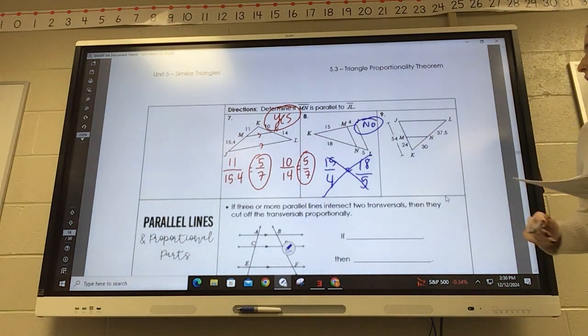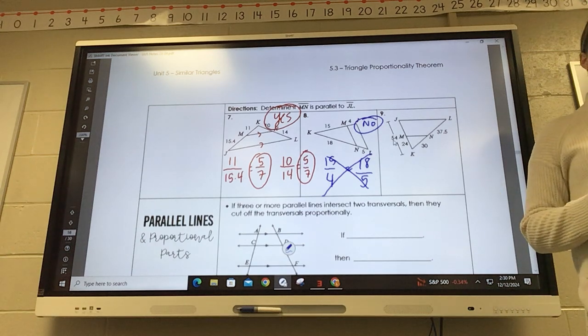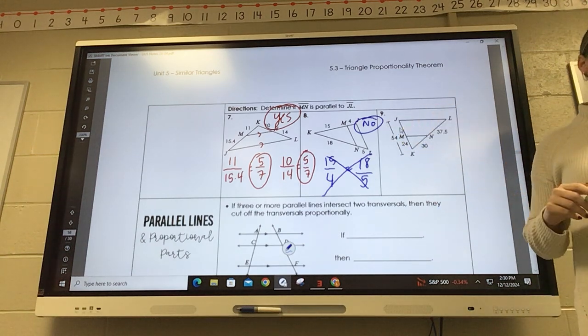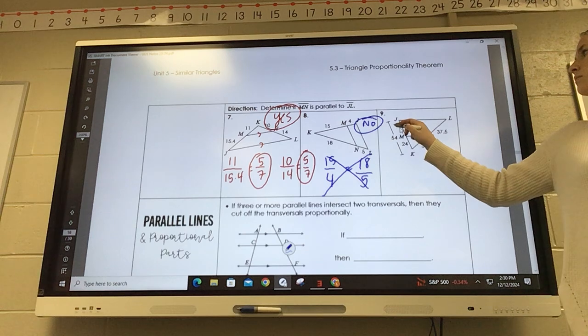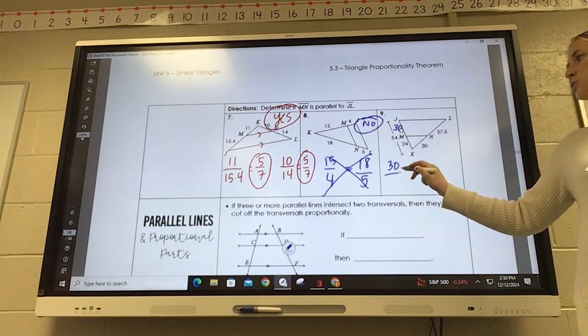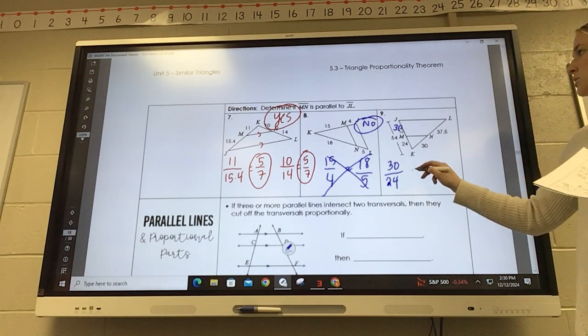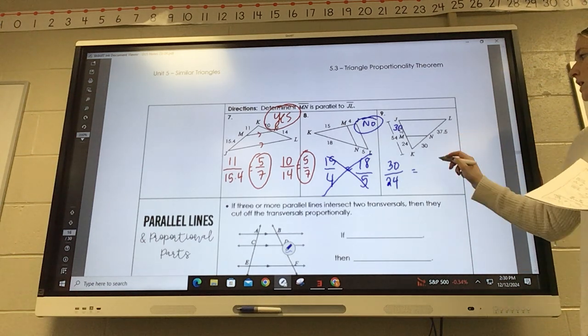For 9, you had to do maybe a little bit of work here. So I had 24 and the entire length is 54. So then what is just the small chunk that I needed? 30. So depending on how you set it up, if I do 30 over 24, you could have done 24 over 30. It doesn't matter as long as you set up your second fraction in the same order.